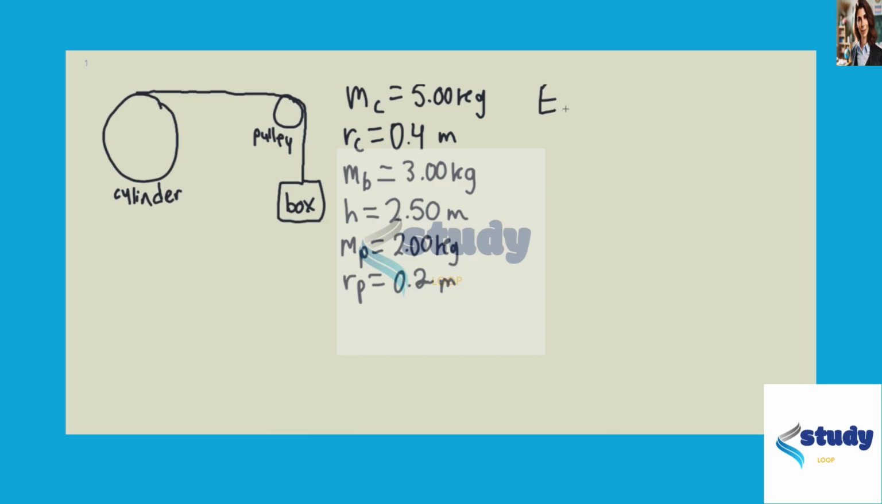So we have energy initial equals energy final. We're trying to find the velocity of the box after it has fallen 2.5 meters. So energy initial equals energy final, or GPE, gravitational potential energy, is going to equal kinetic energy translational plus kinetic energy rotational of the cylinder, and then kinetic energy rotational of the pulley.